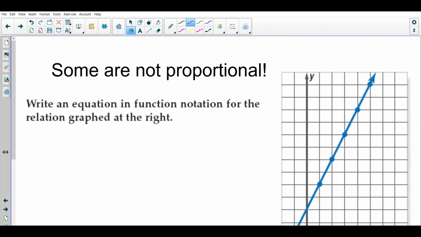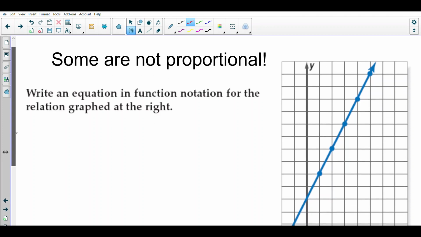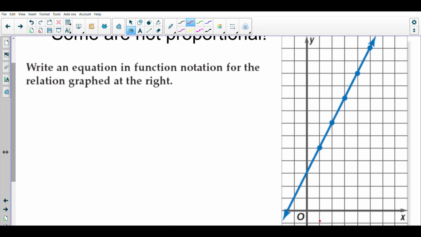All right, now some are not proportional. This is where it gets a little bit trickier. Write an equation in function notation. Remember, function notation is just f of x. So instead of y equals, we'll just write f of x. Now it's a little bit different. As we look at this, we see the points here. We go 1, and then we go up to, let's see, 1, 2, 3, 4, 5, and then 7, and then 9, and then 11.